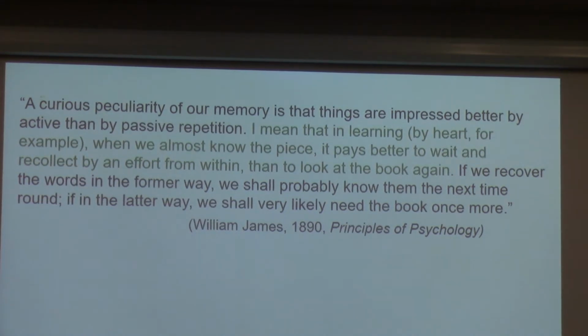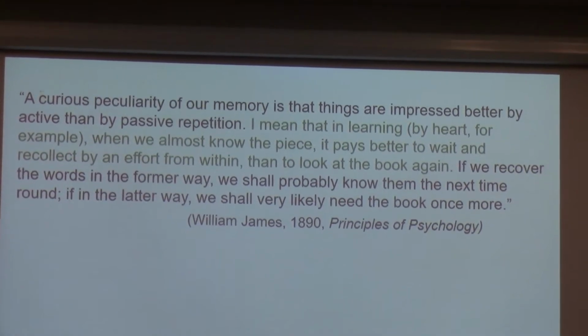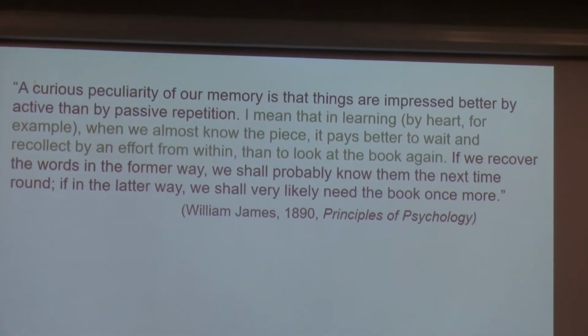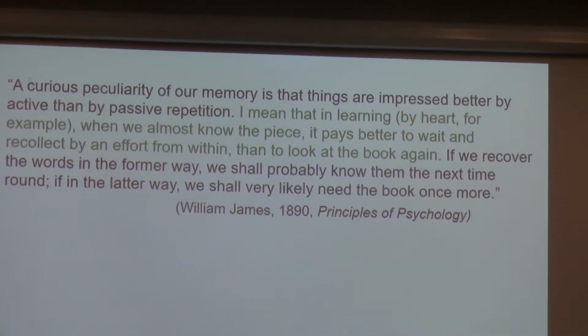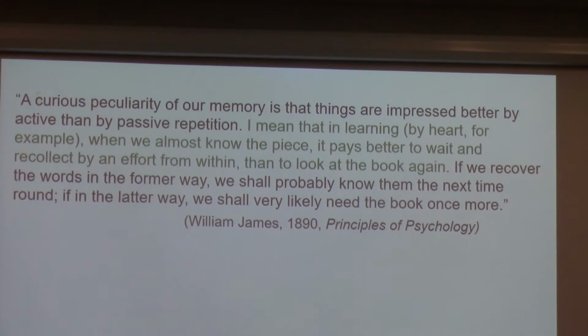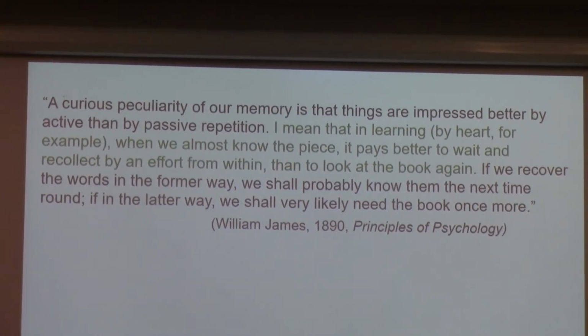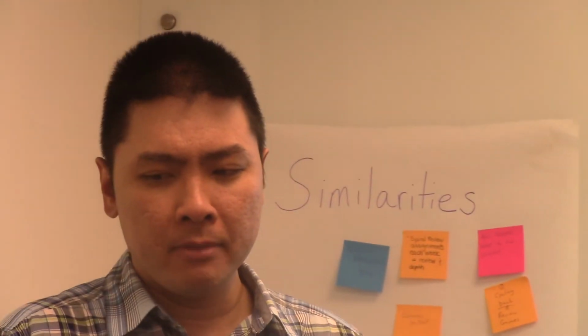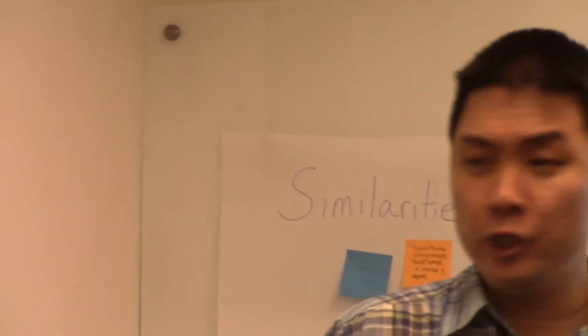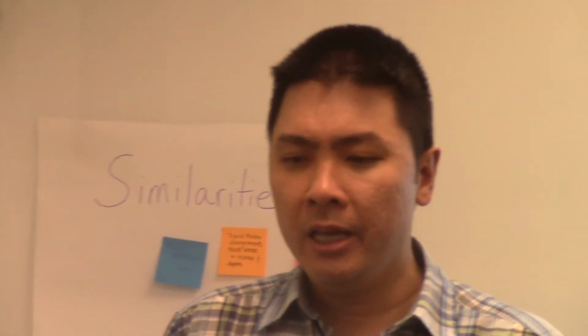And so William James, this is before empirical scientific evidence was available. He was a very wise man, and he had all these intuitions and observations about the human mind. So let's take a look at an excerpt from his book. He says, a curious peculiarity of our memory is that the things are impressed better by active than by passive repetition. And I mean that in learning by heart, for example, when we almost know the piece, it pays better to wait and recollect by an effort from within than to look at the book again. If we recover the words in the former way, we shall probably know them the next time round. If in the latter way, we shall very likely need the book once more.